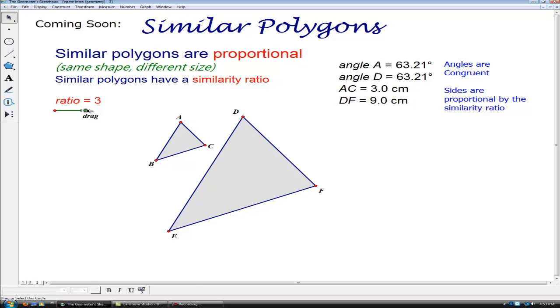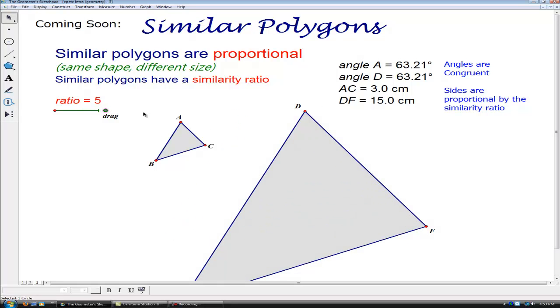As I slide this slider to 5, notice that the ratio has been applied to AC to get DF. Angles do not change. They remain congruent. The sides are the proportional pieces.